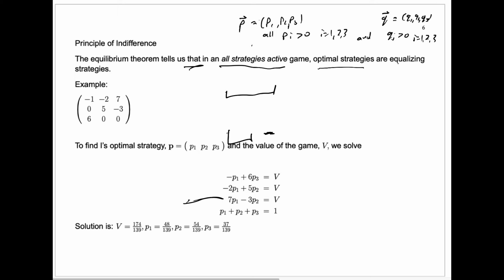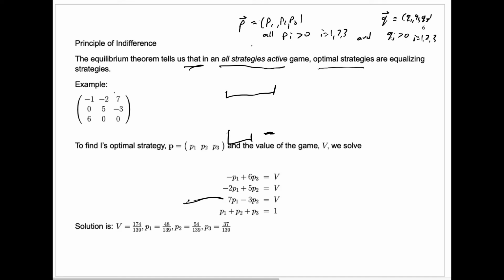Here's the difficulty in applying this principle of indifference. How can you tell if all strategies are active? It can be very tricky. In fact, that can be something you can't tell very easily in advance. Here's an example of a 3x3 matrix game. Player 1 picks the rows, player 2 picks the columns. What should they do? It's very hard to just look at it and tell exactly what's going on.